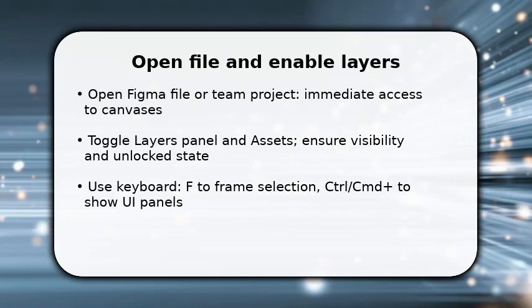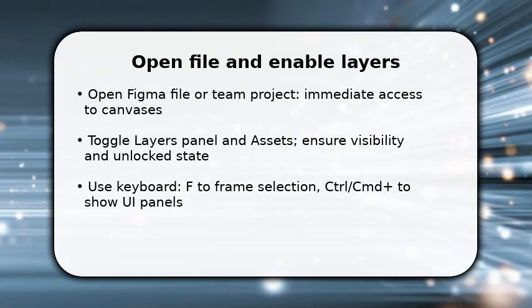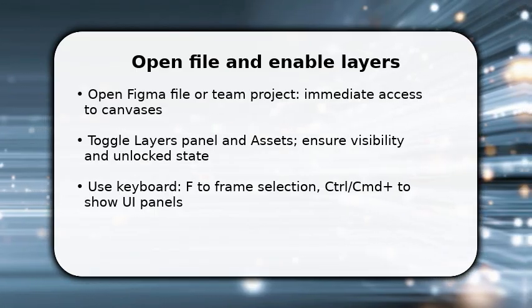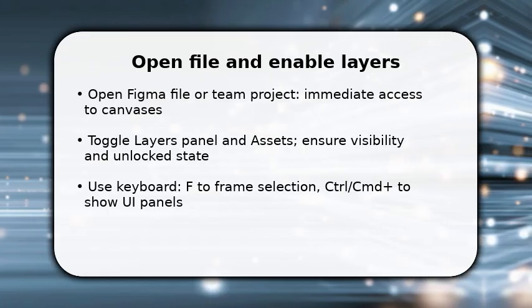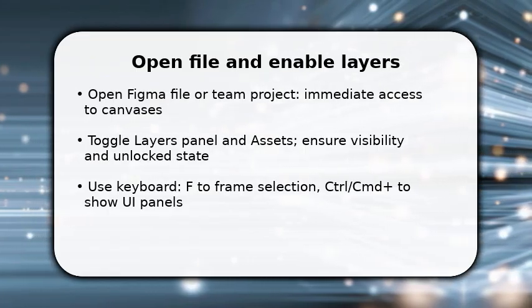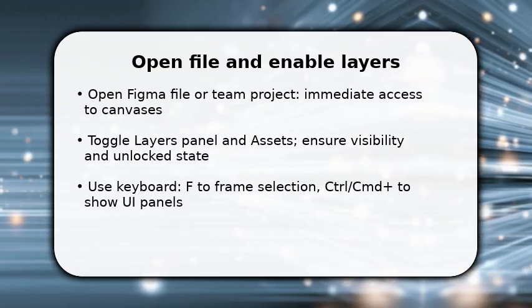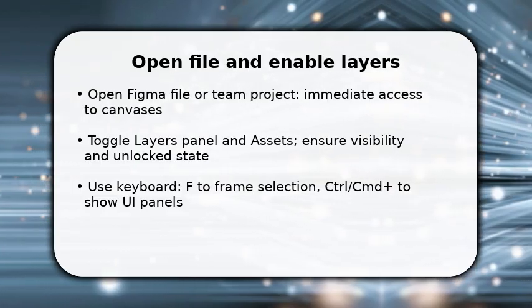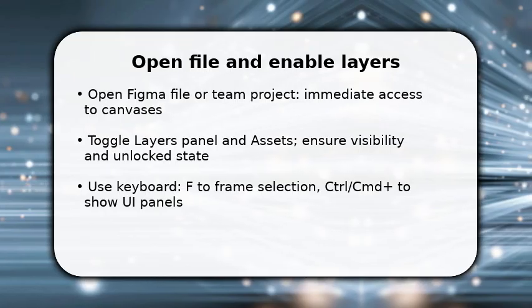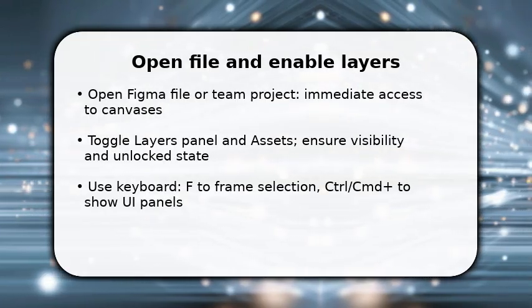Enjoy the video. You start by opening the exact Figma file and immediately enabling the Layers and Assets panels so you can see structure and components. Once done, make sure nothing is locked or hidden. Unlocked layers respond to search and selection. Use quick keys like F to frame a selected item and Control or Command plus / to reveal panels. This first step lets you move fast, because if you can't see an element in the layers list, you can't find or edit it efficiently.